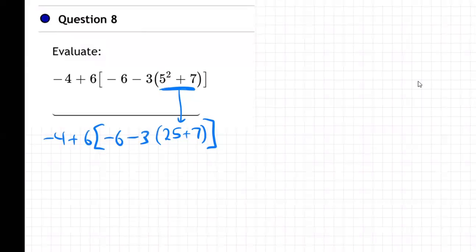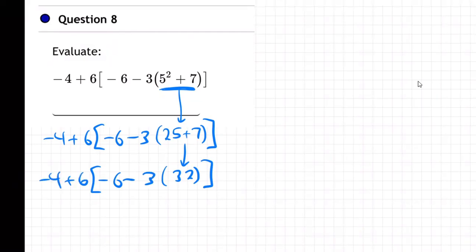Okay, and then 25 plus 7. Finish that up. Is that 32? So I just finished the parentheses, right? Because you remember the order of operations, parentheses are first, like that.